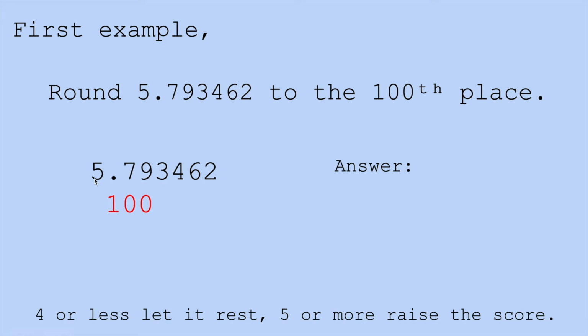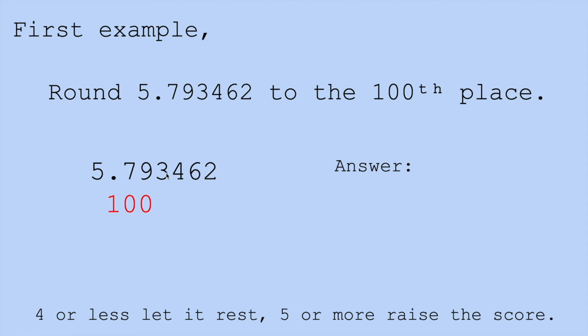So here I have the value 5.793462. And since it's asking us to round to the 100th place, I put my 100 right under it so that I know exactly what numbers I'm looking at. And again, as you can see, I placed my 1 right under my decimal, and then I placed the zeros as I went. We're paying attention to the 9 and the 3 here, because the 3 is telling us how we're going to round. And again, this is where we pay attention to our phrase, 4 or less, let it rest, 5 or more, raise the score.